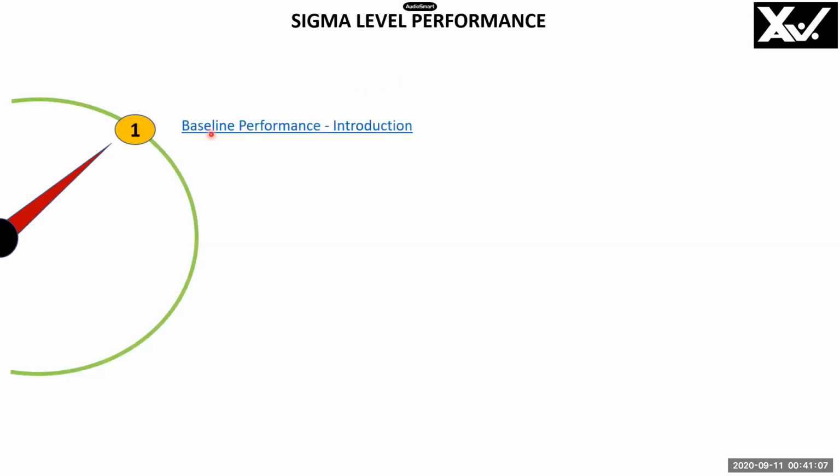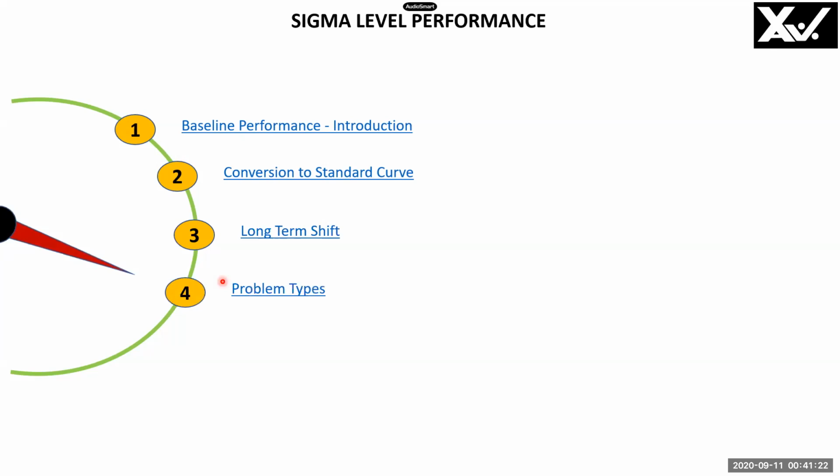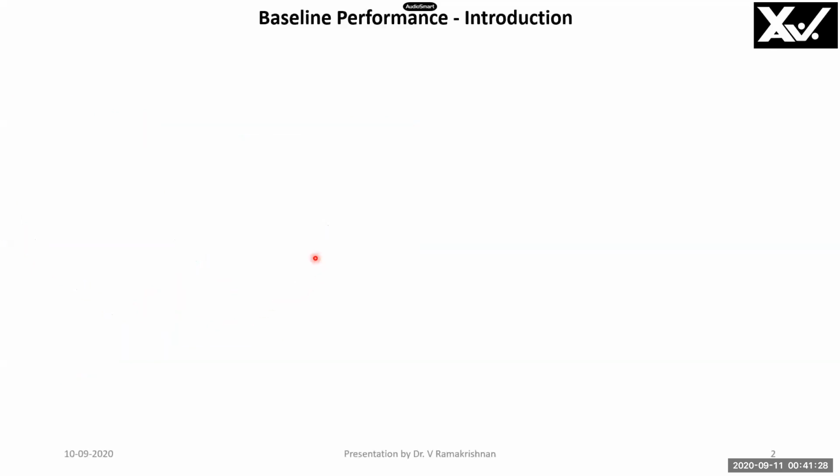Dear friends, today we will see sigma level performance of a process. First, we will see baseline performance and introduction. Then we will see conversion to standard curve. Then we will see the long-term shift in the distribution. And we will do 4 types of problems using the different types of Excel formulae that we'll be using to solve the problems.